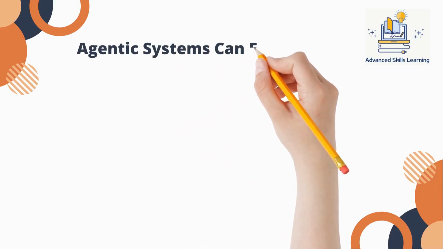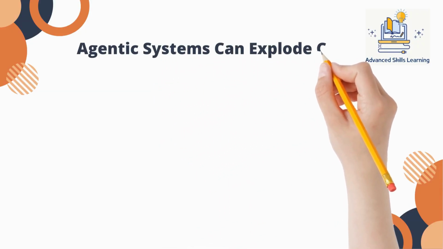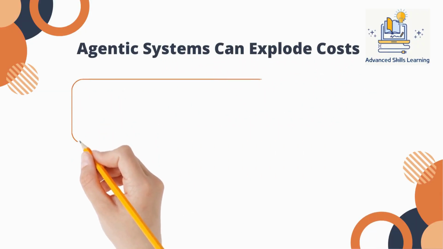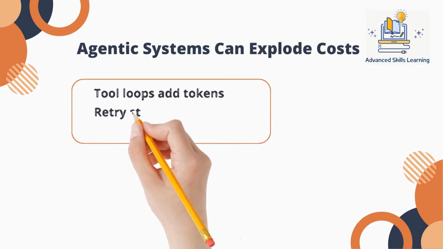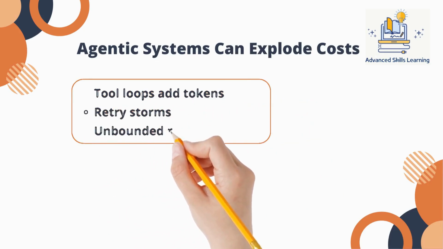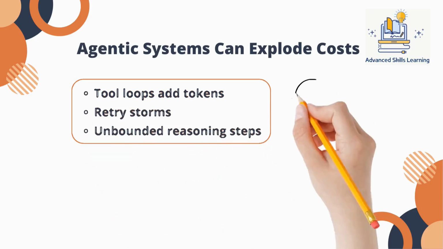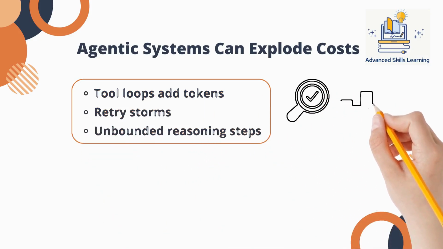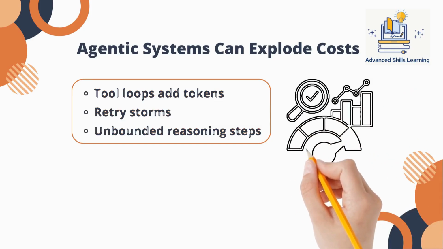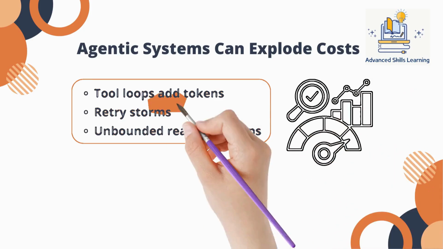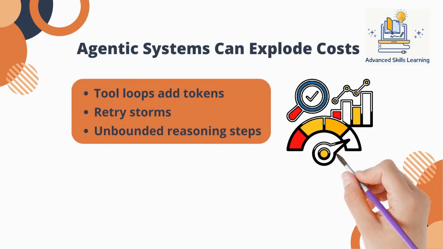Agentic systems deserve special caution. Agents loop, they call tools, they retry failed steps, and if you don't enforce step limits, token budgets, or exit conditions, costs can spiral out of control very quickly. Many agent failures aren't correctness failures, they're budget failures. The system technically works, but the cost per answer becomes unsustainable, especially when agents are deployed at scale.